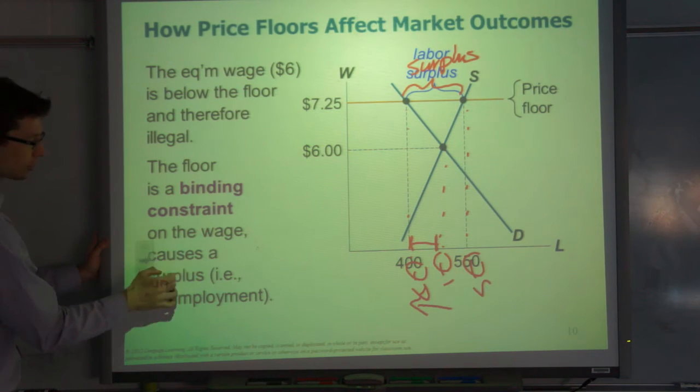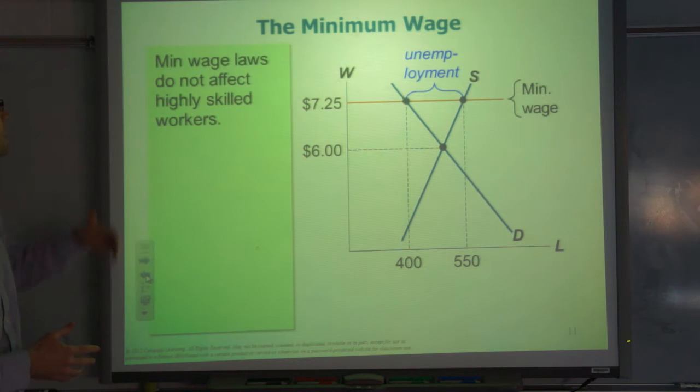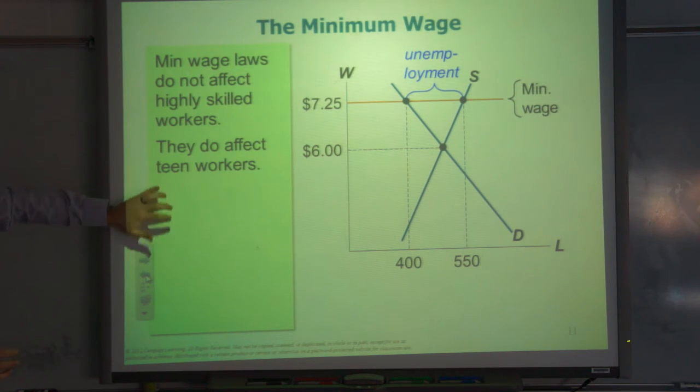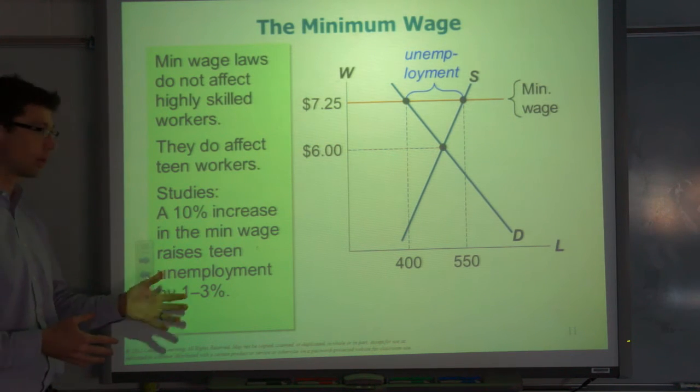Okay? This is a binding constraint. The wage causes a surplus or unemployment. So minimum wage laws do not affect highly skilled workers. Usually highly skilled workers are paid at equilibrium. They do affect, though, teen workers, and what we find is, they've done studies, a 10% increase in the minimum wage raises teen unemployment by 1 to 3%.